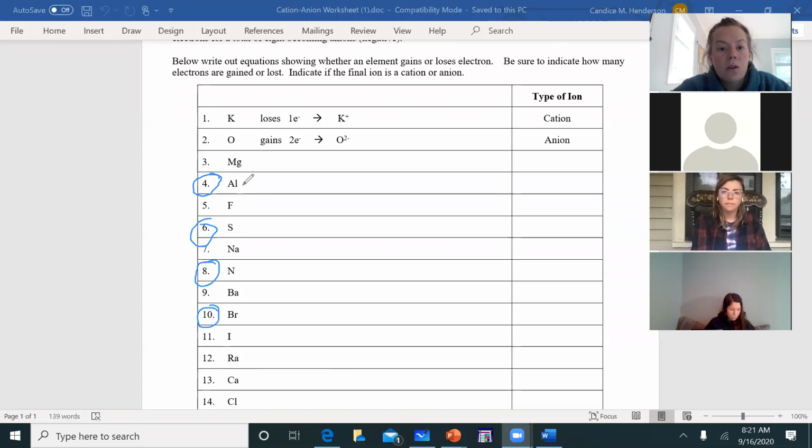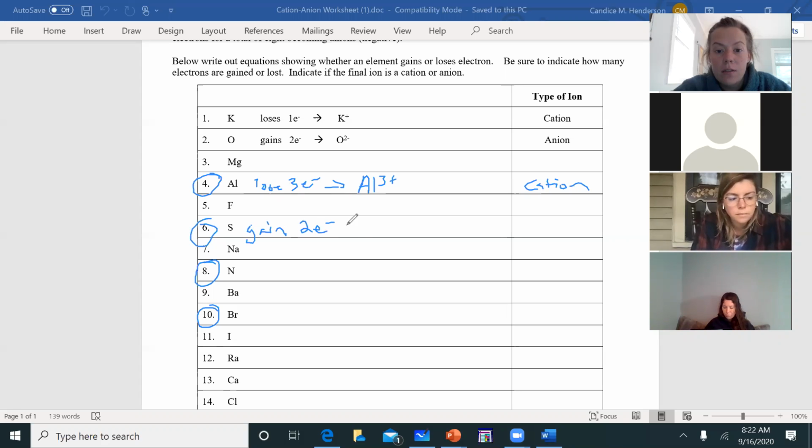Okay, so for this first one, aluminum, when I look at aluminum and where it is on the chart, I know that this thing is going to lose 3 electrons. And it's going to become Al 3+, and remember that a plus is a cation. Sulfur, where sulfur is situated on the periodic chart, likes to gain, or eat, 2 electrons. This will give us an S with a 2- charge, and this would be an anion.